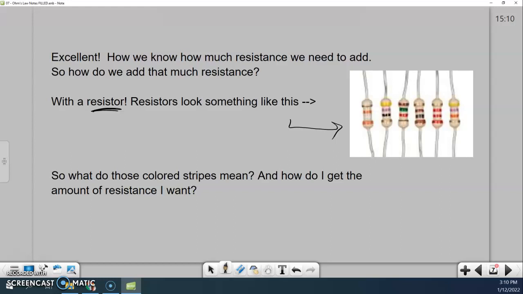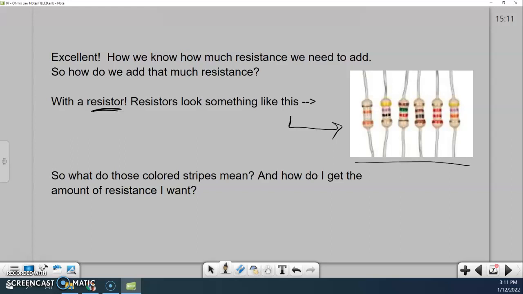So, we wrapped up talking about Ohm's law with our resistors, right? We can use Ohm's law to calculate how much resistance we need in our circuit for everything to work really nicely. Now, it's one thing to say, oh, I need 5 ohms of resistance for this to work. It's a whole other ballgame to actually get 5 ohms of resistance in, right?